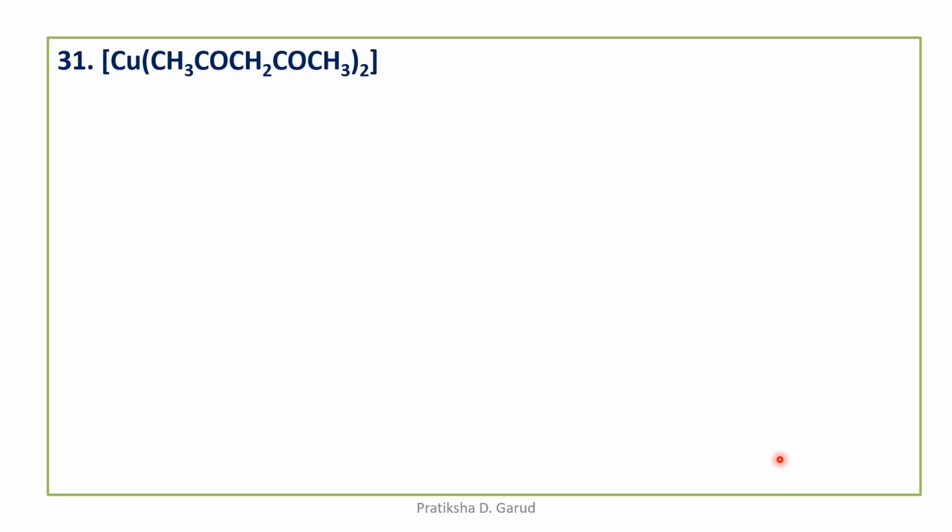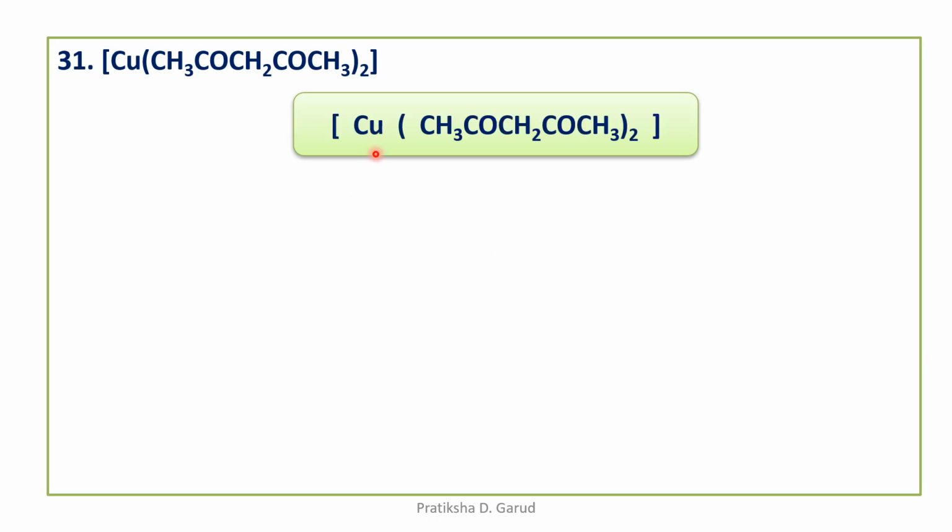Next one, Cu(CH3COCH2COCH3)2. Now in this complex, this copper, that is Cu, is the central metal atom and this is the ligand. What is the name of this ligand? CH3COCH2COCH3, and it is 2 times. It is a polydentate ligand, therefore we have to use the prefix bis, and it is a negative ligand. It is named as acetylacetonato, which has the symbol acac.